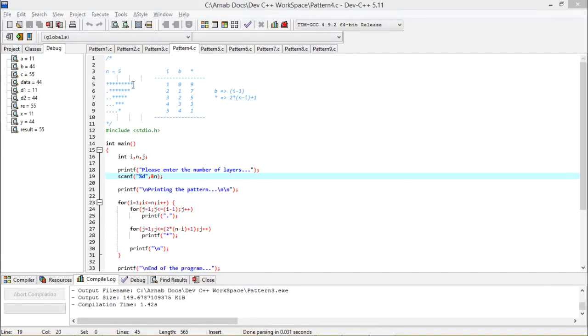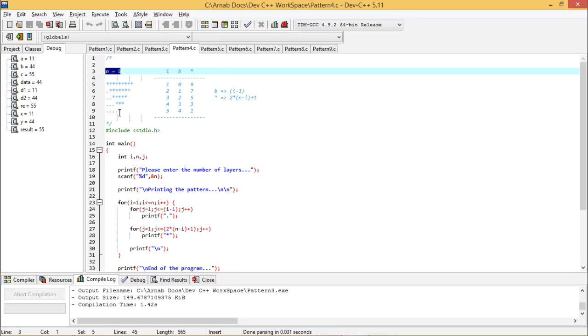Here the given pattern is like this. For n is equal to 5, we have drawn this pattern, and again here replacing blank spaces we have put dots so that I can easily count the number of dots there. Here this I will be ranging from 1 to n, that is 1 to 5. So 1, 2, 3, 4, 5.